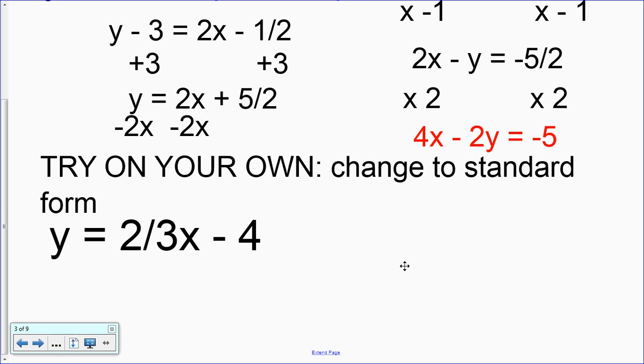Okay, so you did this. You needed to make sure you got rid of the negative out front of the x and the fraction. Okay, so you should have gotten 2x minus 3y equals 12. All right, and that would be your final answer. Okay? If you have any questions, please make sure you star them and we can go over them in class.